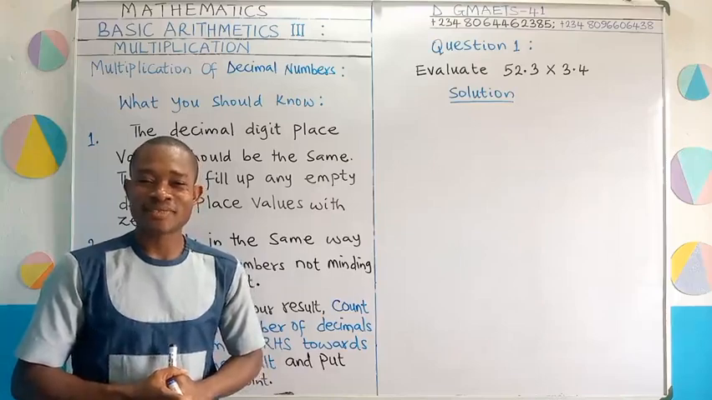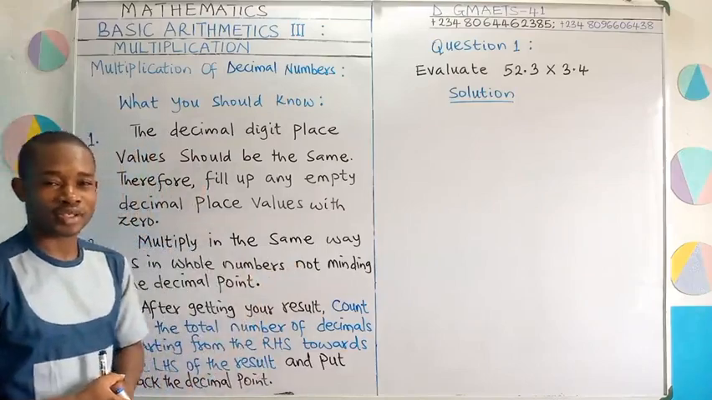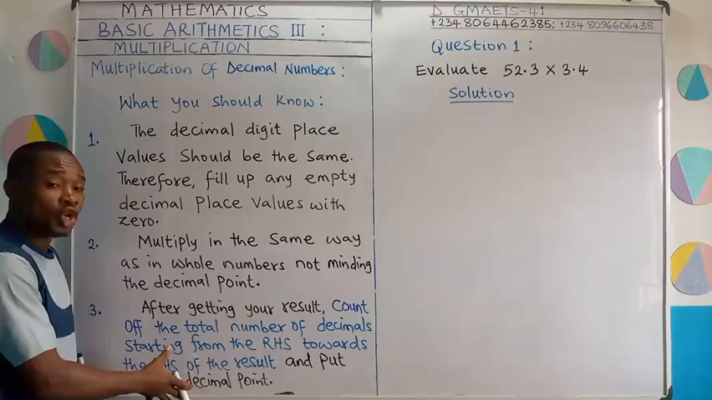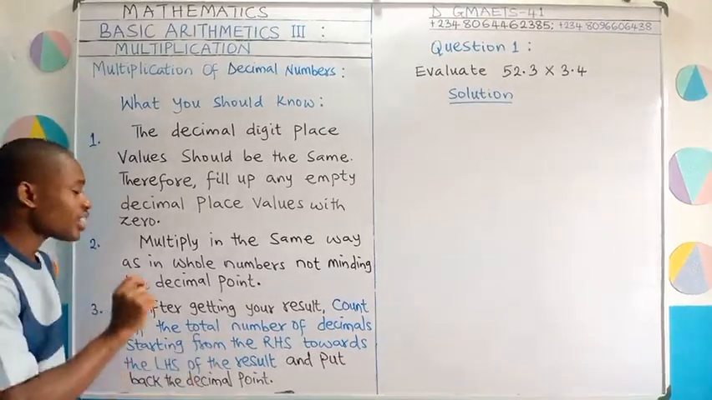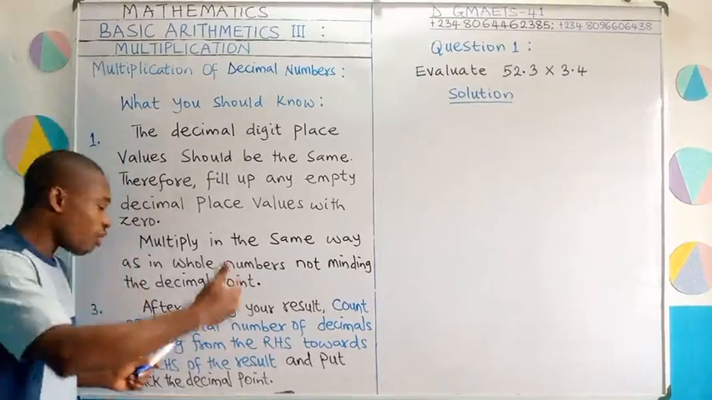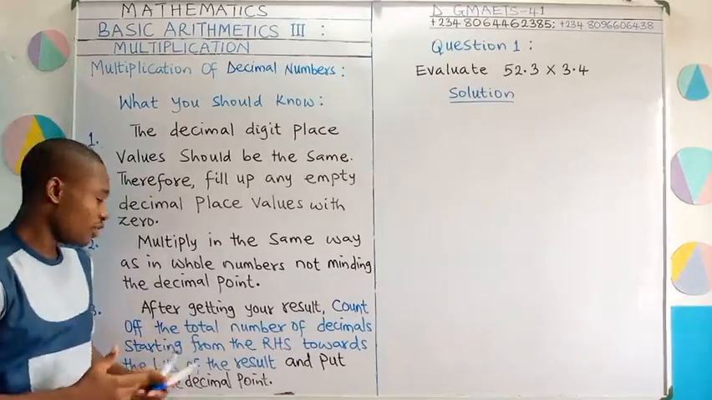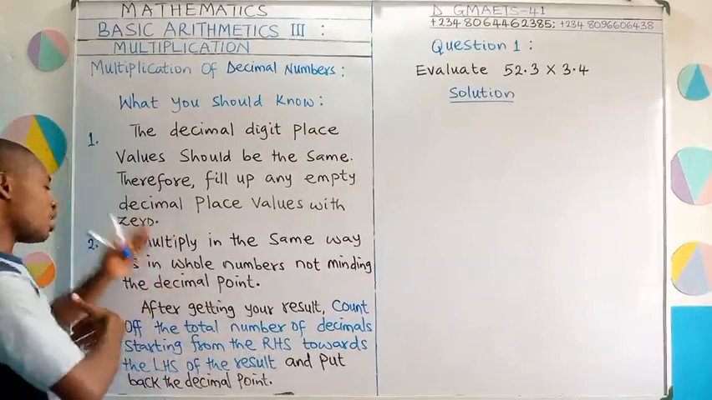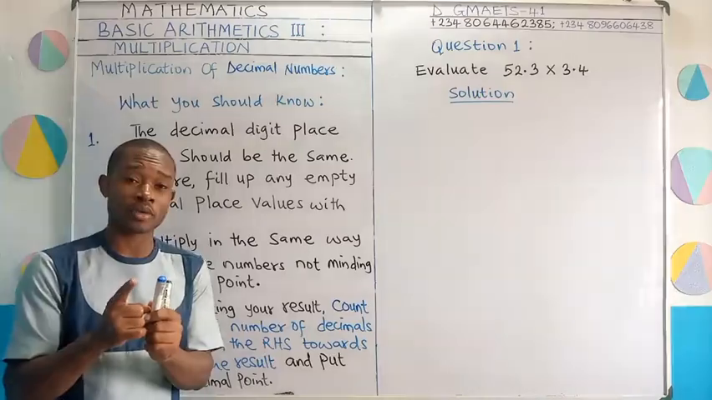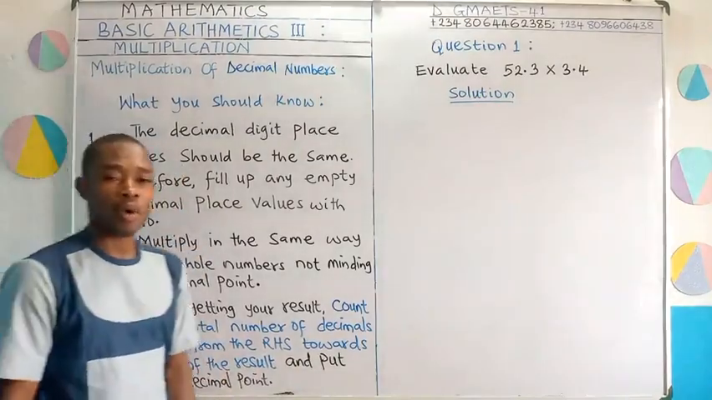Where do you now start thinking about the decimal point? Look at what you should know. Point number 3. I would like to read it directly from the board. After getting your results, count off the total number of decimals starting from the right hand side towards the left hand side of the result, and do what? Put back the decimal point.